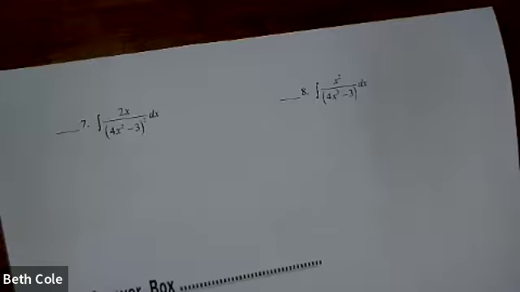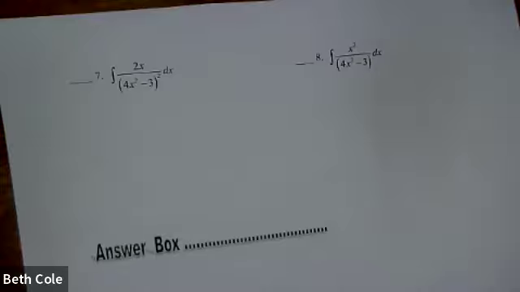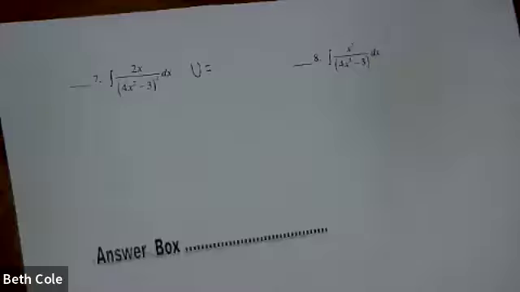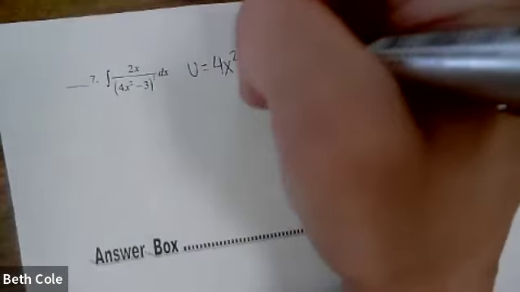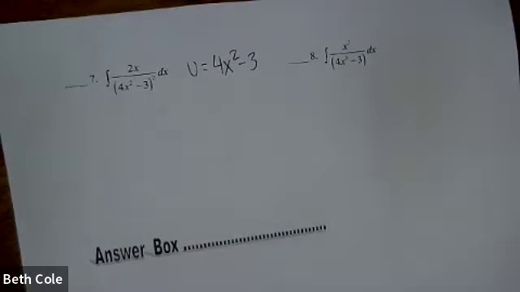Let's do which one of those? Let's do 7. We'll do 7 and 9. We'll do the odd ones back here, right? So number 7. What do you want to let u equal? 4x squared minus 3.